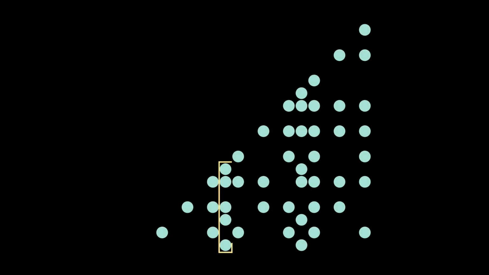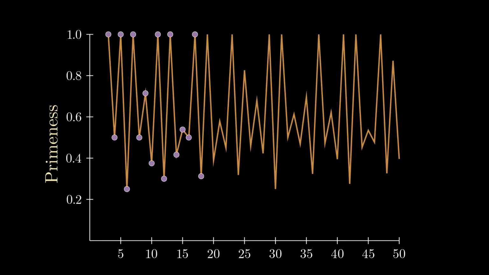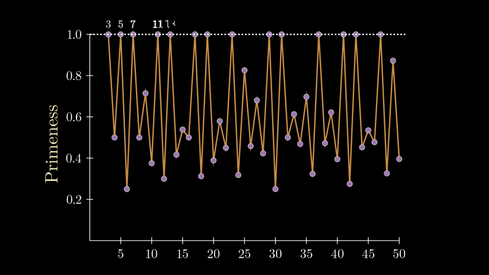Now look at all the non-prime numbers. Some of them have dense dot patterns, while for some the dots are sparsely placed. Based on this observation, let's define the primeness of numbers. For a number n, primeness is defined as the number of dots in the pattern from 2 to n minus 1, divided by n minus 2. Let's plot the primeness of the first 50 numbers starting from 3. Clearly all the prime numbers have a perfect primeness of 1.